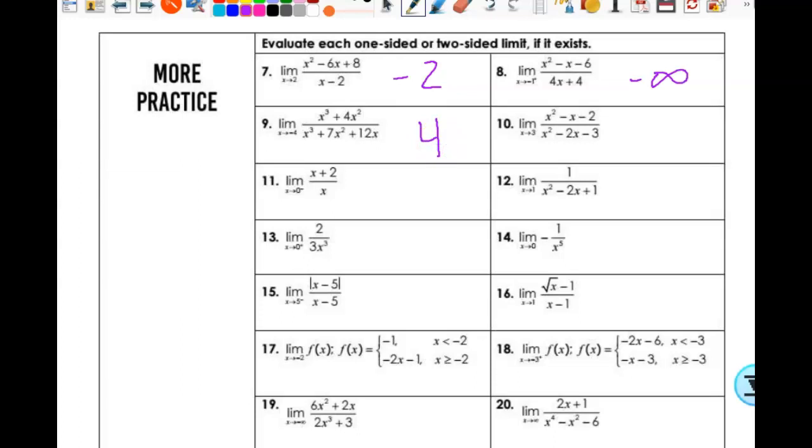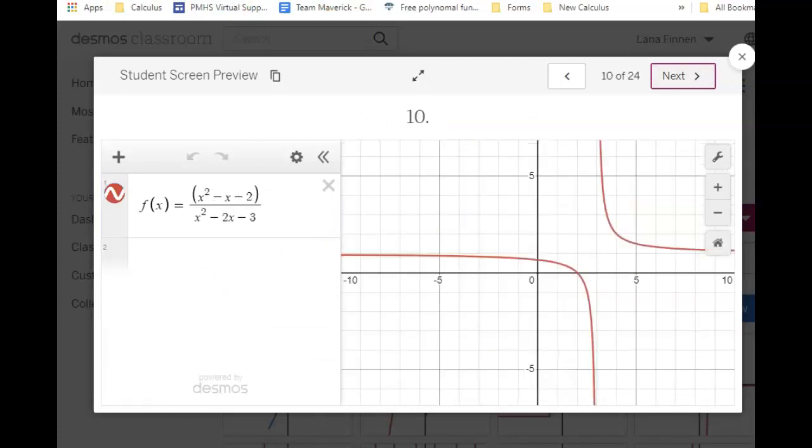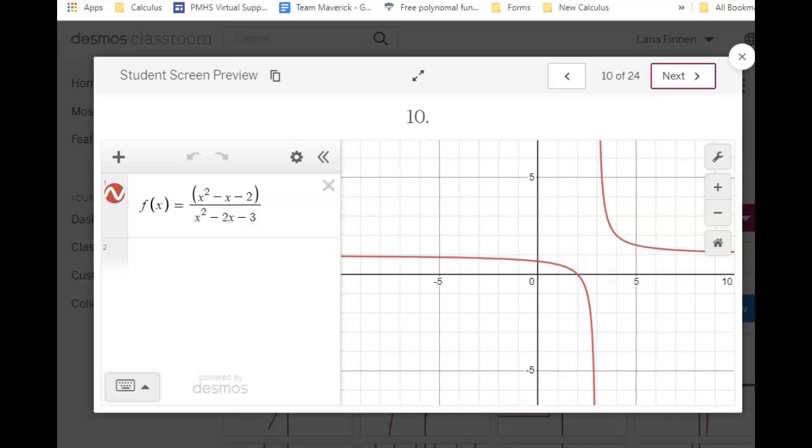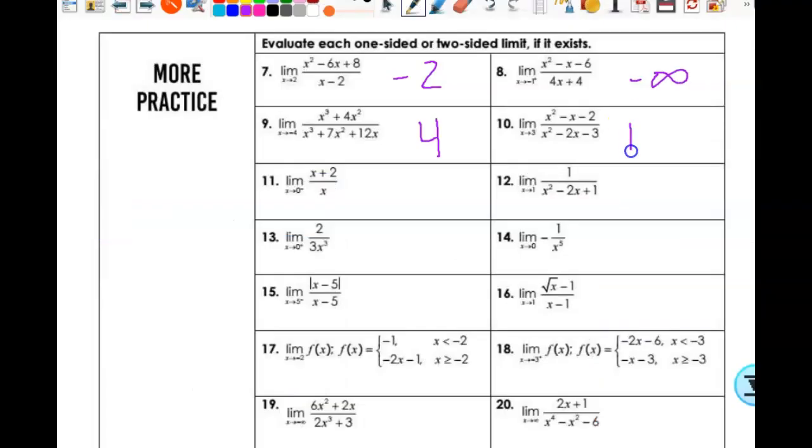All right, so then the next one, the limit as x approaches 3. So I have to look at the left and the right again. So here's 3, right? Is 3 my asymptote? Yes, as I approach from the left, it's going to -infinity. As I approach from the right, it's going to a positive infinity. Are those the same thing? No, they are not. So your answer is does not exist. Okay. Everybody okay with that?